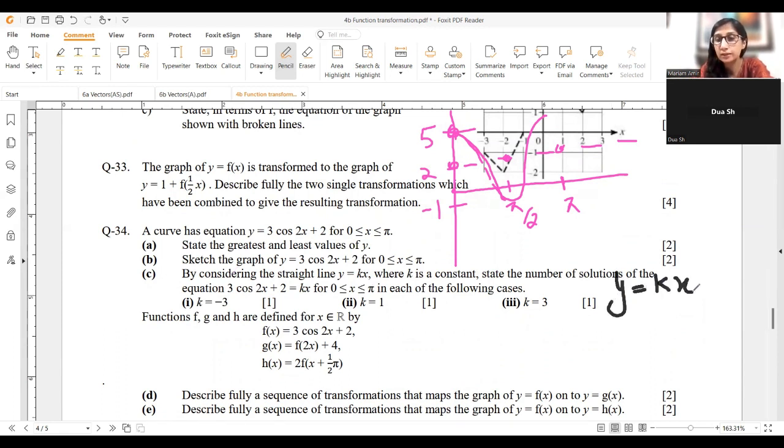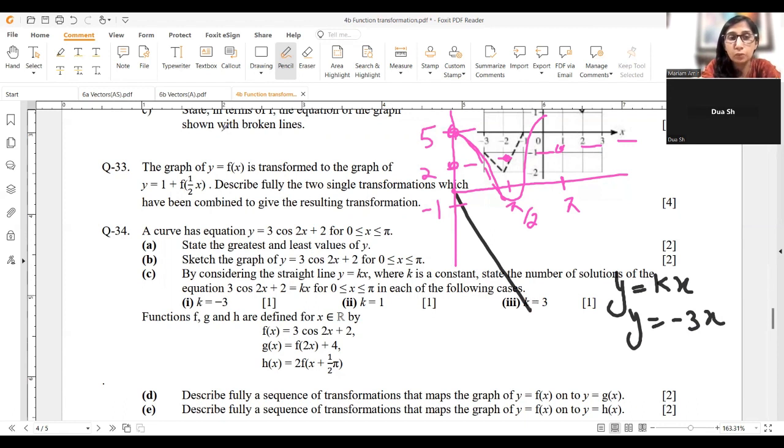Now in the first part, k is -3. So y equals -3x. -3 means a very steep slope. M is -3, so it's pretty steep. It's going to go like this. It's a negative slope. That means it's going to be a falling slope.